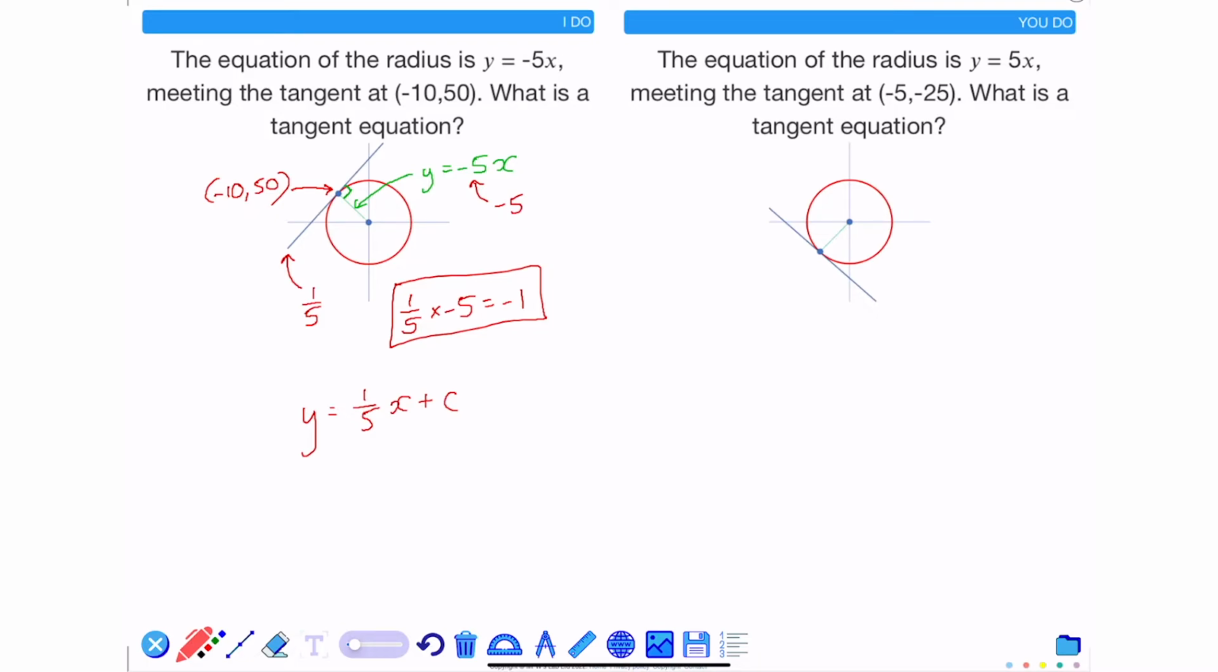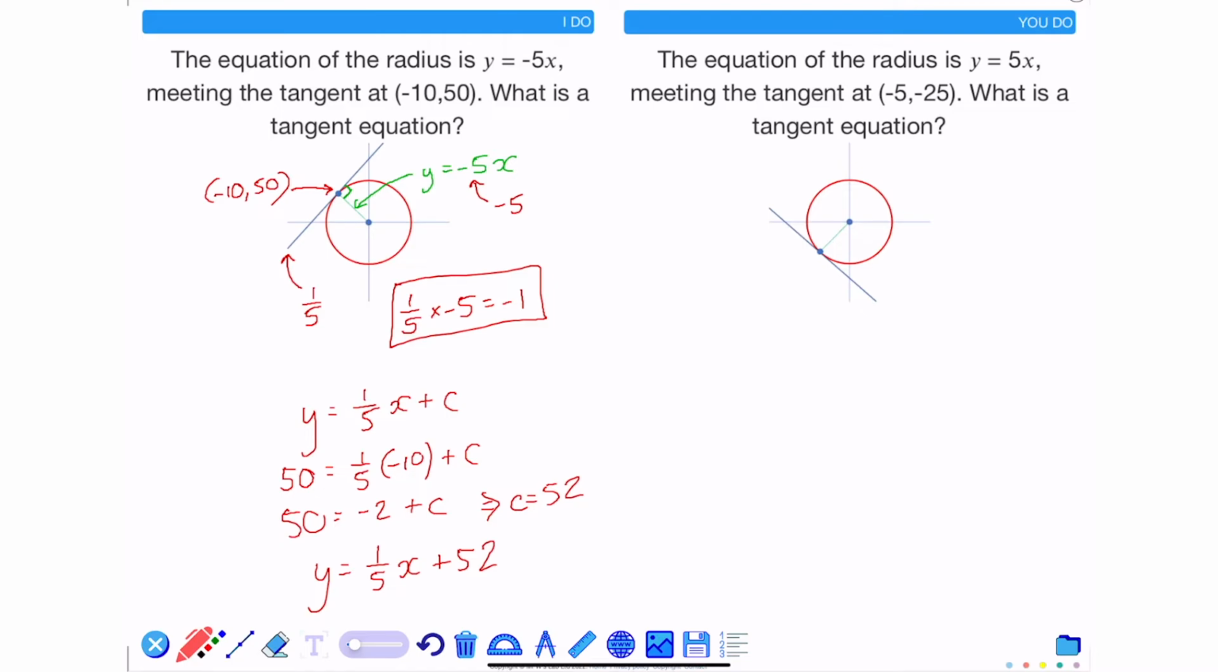And substituting our coordinate, 50 = 1/5 of -10 + c. Well, 1/5 of -10 is -2, plus c is equal to 50. So this leads us to c is 52. The equation of my tangent is then y = 1/5 x + 52.